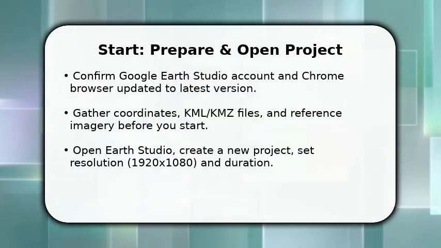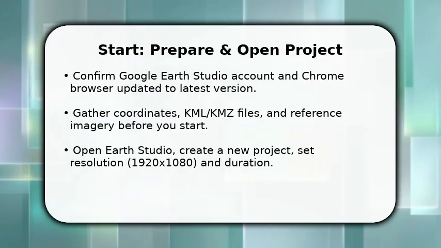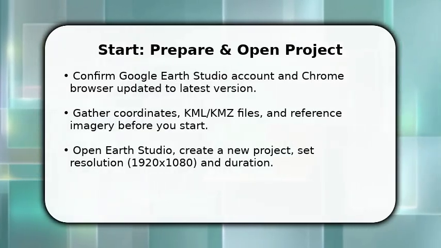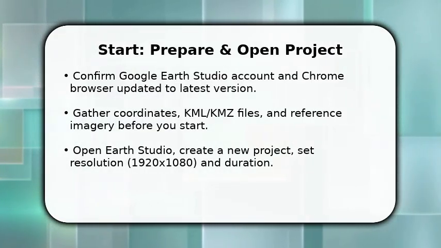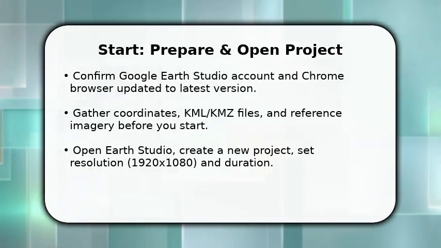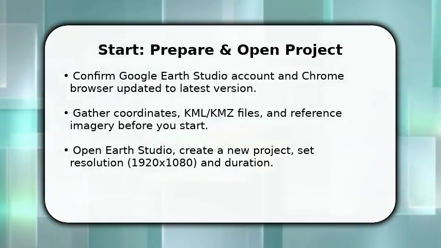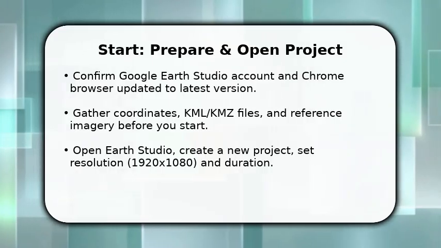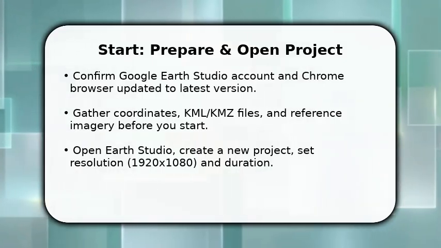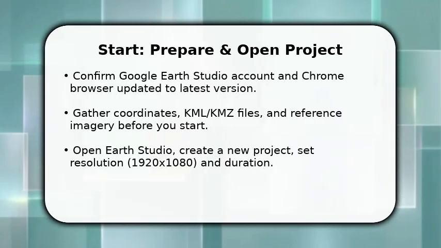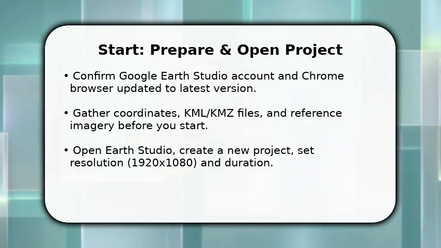You begin by getting everything Earth Studio needs: your KML/KMZ, exact coordinates, and a clear duration for the shot. Once ready, open Google Earth Studio and create a new project. Choose your resolution and frame rate and name the timeline. You'll set the map type and import the KML now so the layers appear.